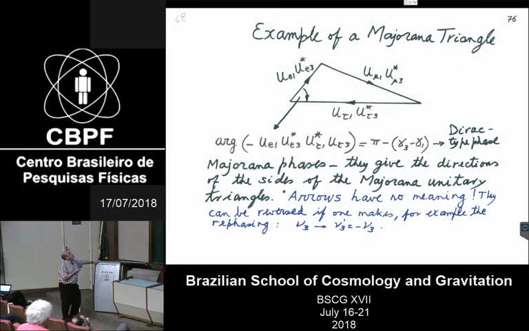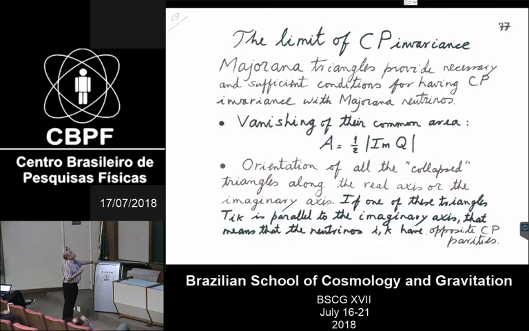Okay, so this is an example of a Majorana triangle, UE1, UE3. The argument of this quantity is equal to pi minus gamma 3 gamma 1. So the Majorana phases give the directions of the sides of the Majorana unitarity triangle. Arrows have no meaning. They can be reversed by making the transformation U3 going to minus U3. That is allowed because the neutrino is invariant under a minus sign, within the invariants.